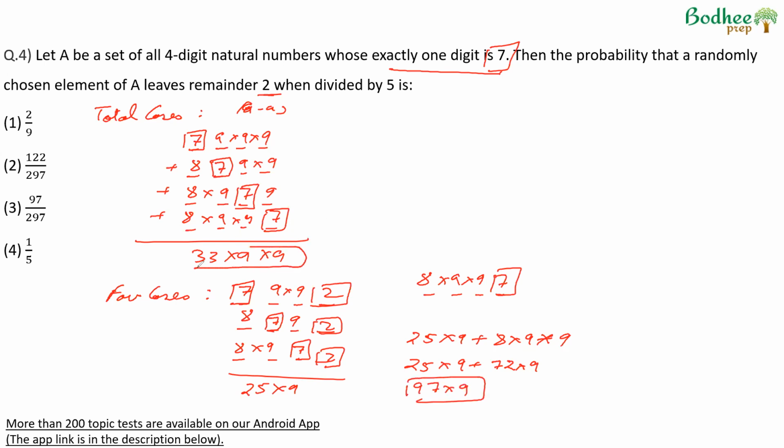This is the total number of cases. Therefore, the required probability is simply 97 into 9 upon 33 into 9 into 9. 9 and 9 cancel. 97 is prime. So 97 upon 297. Option 3.